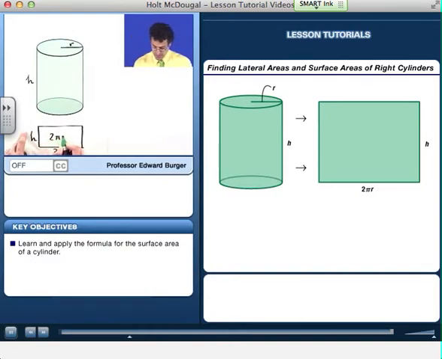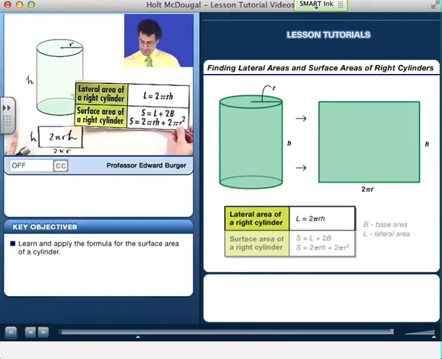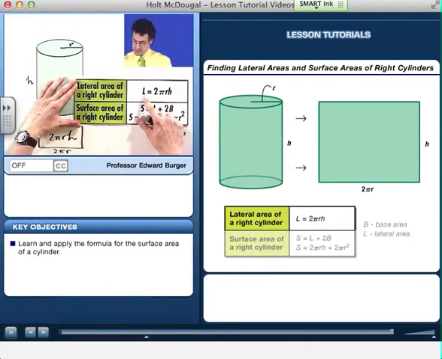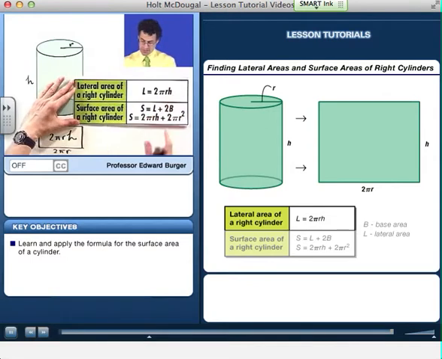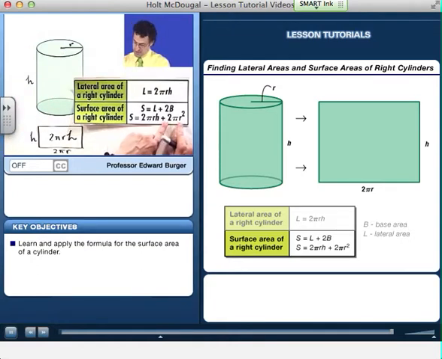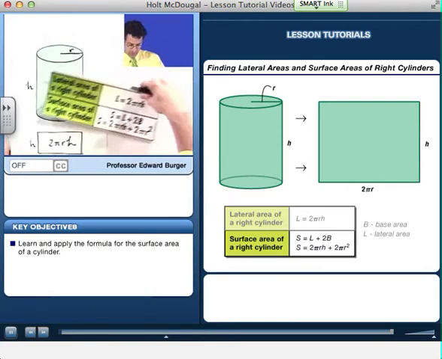2 pi r h. And so the lateral area doesn't really require much memory. It just requires really thinking about the fact that when you cut open a cylinder, you get a rectangle. So we see that the lateral area is 2 pi r(h). What about the surface area? Well, all we've got to do is add the bottom and the top, which of course we know the area for that is pi r squared, but there's two of them, so we have 2 pi r squared that we add on, and that's all there is to it. Not a big deal at all.